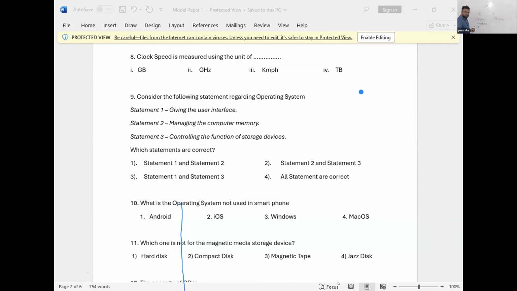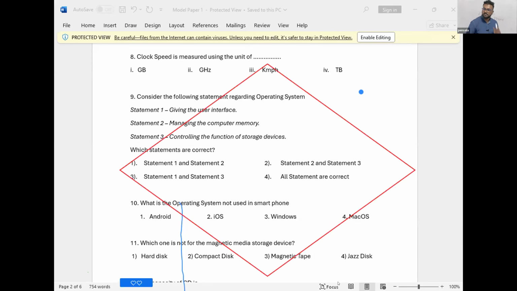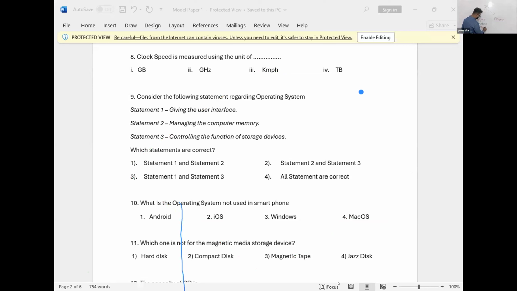For the Apple computers, we call them Macintosh, right? And simply we call this Mac OS.